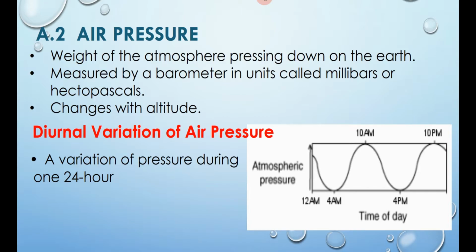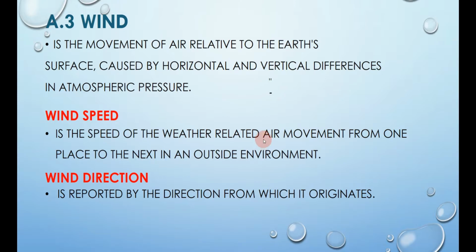We have the variation of air pressure, and the variation of pressure during a 24-hour period changes or happens twice a day. So the lowest peak happens at 4 a.m. and 4 p.m. and the highest peak, or the peak rather, happens at 10 a.m. to 10 p.m. Next is the wind.